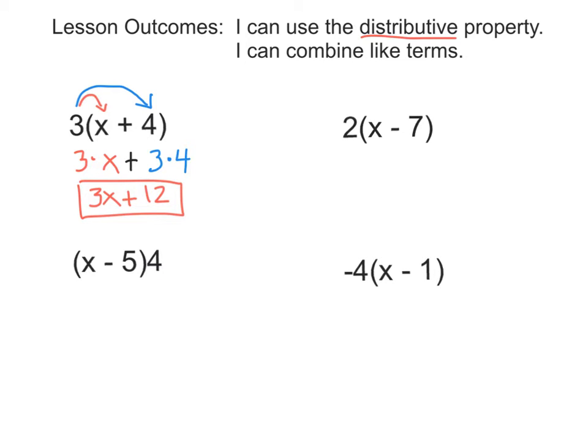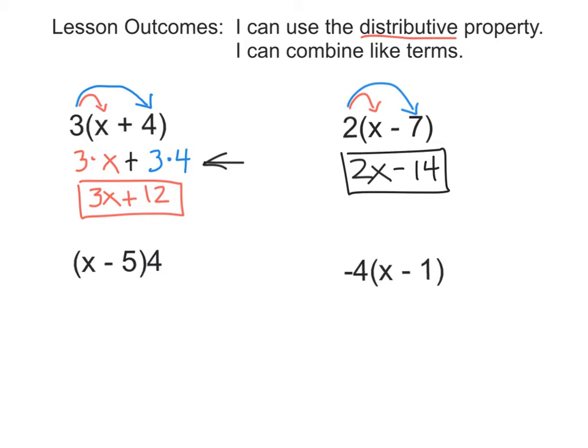So 2 times the quantity x minus 7. Again, we're going to multiply the 2 here and here. Many of you won't need this middle step right here, so we might be able to jump straight to our final simplified version of this expression. So 2 times x is 2x, and 2 times 7 is 14, and we're going to need to bring that minus sign down as well. So 2 times 7 is 14. So 2x minus 14.